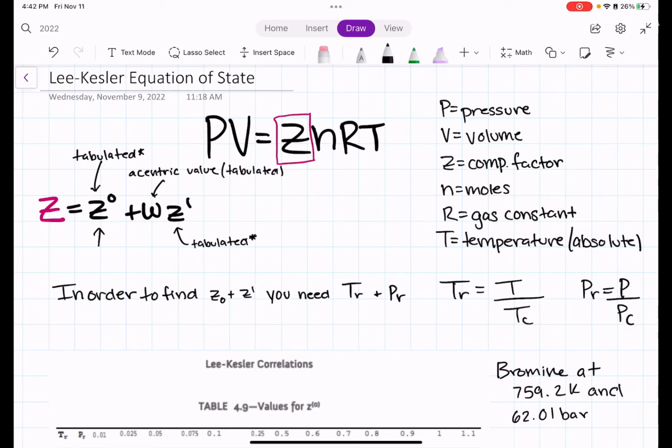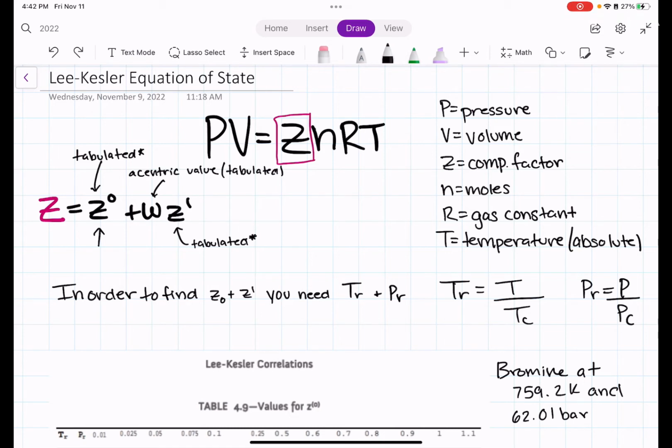Z naught and Z prime are tabulated in a different way. In order to find Z naught and Z prime, you need your reduced temperature and your reduced pressure. Reduced temperature is simply your given temperature divided by your critical temperature. And your reduced pressure is your given pressure divided by your critical pressure. The critical temperature and the critical pressure of a substance are tabulated. You can look up the critical temperature of oxygen on Google, and the critical pressure, or find them in the back of your textbook.